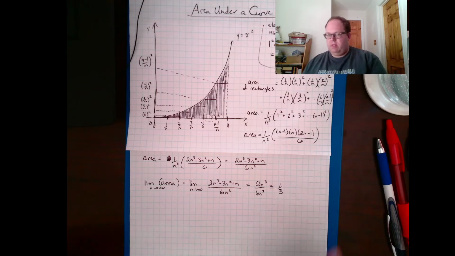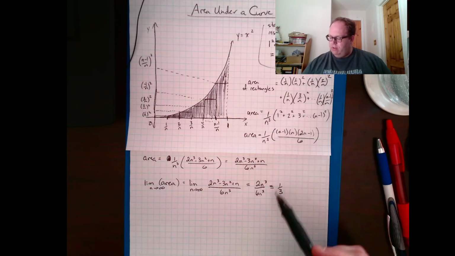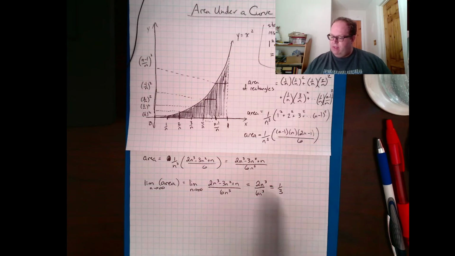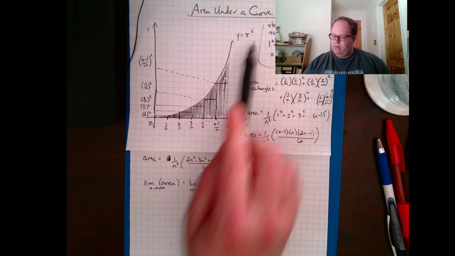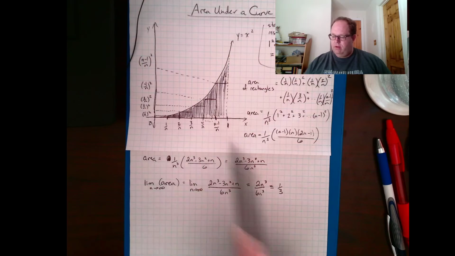So, I mean, don't panic. You're not going to have to go through this process every time you want to find an area. However, what we have shown here is that the area under the curve y equals x squared between 0 and 1 works out to be 1/3 units squared.